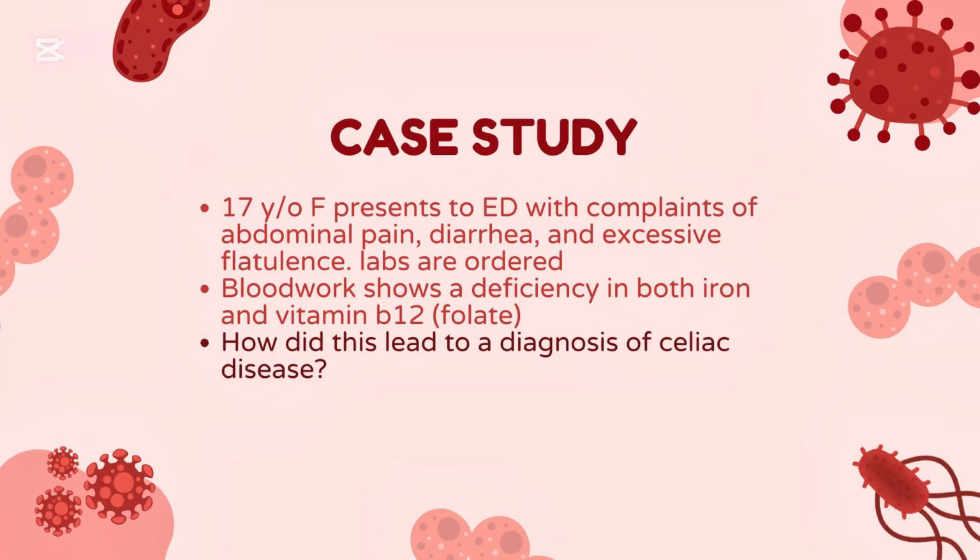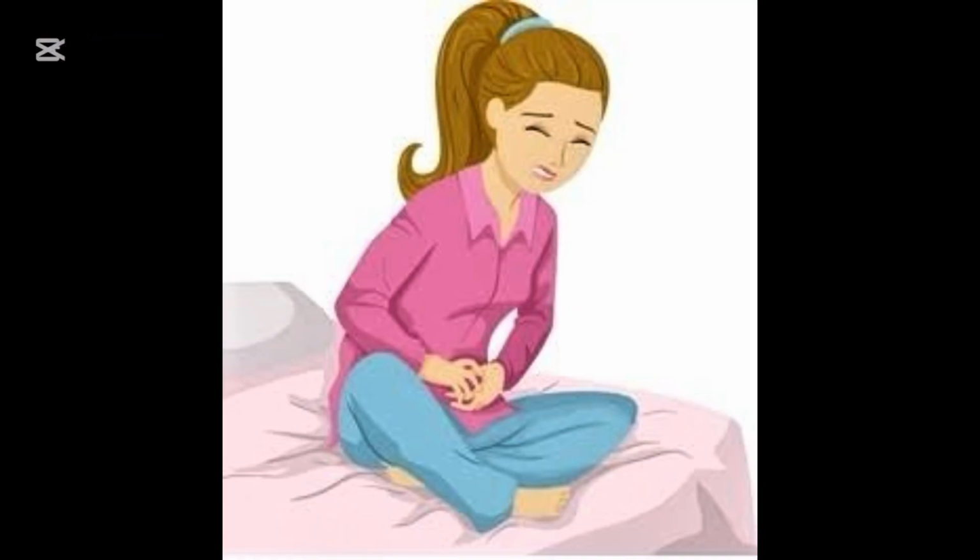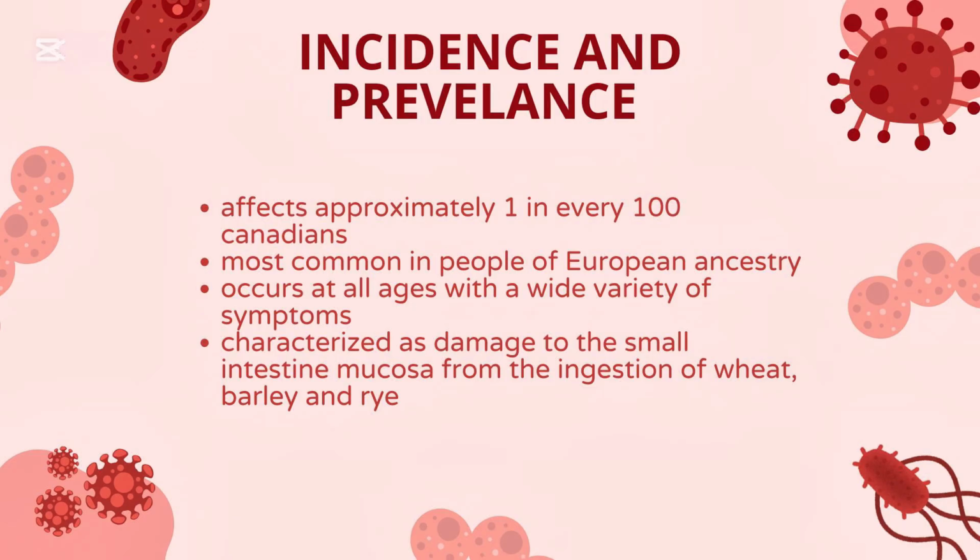A 17-year-old female patient comes into the unit with abdominal pain and complaints of both excessive flatulence and diarrhea. After further investigation, it was found that the patient is deficient in both iron and folate. In the end, the patient was diagnosed with celiac disease, which impacts approximately 1% of the Canadian population.